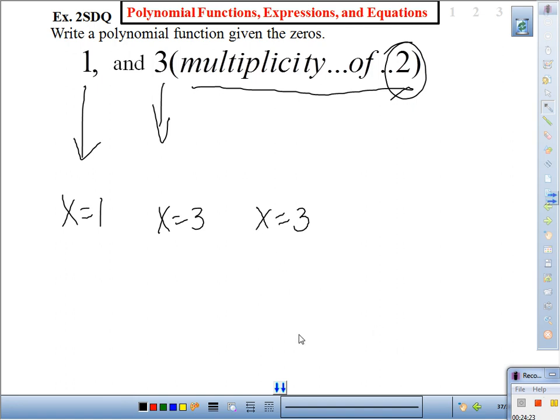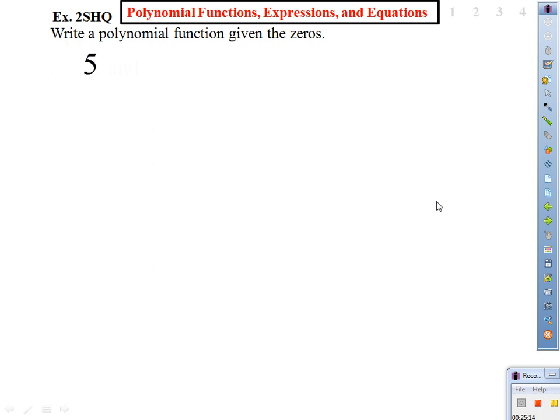Example 2 super duper Q. Copy that. And we know what to do from there, right? Just go backwards and so on and so forth. All right? Now look at this one. Look up, please. Writing utensils down, look up.